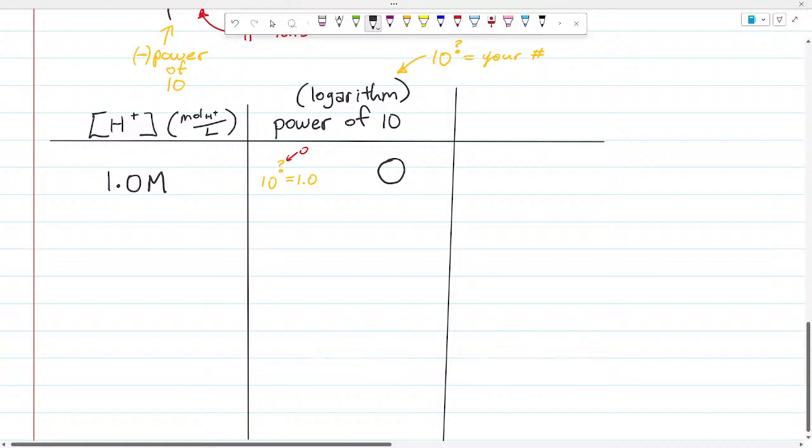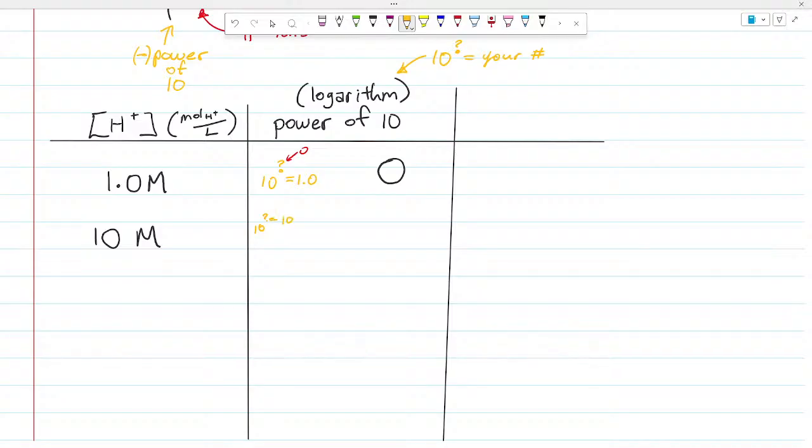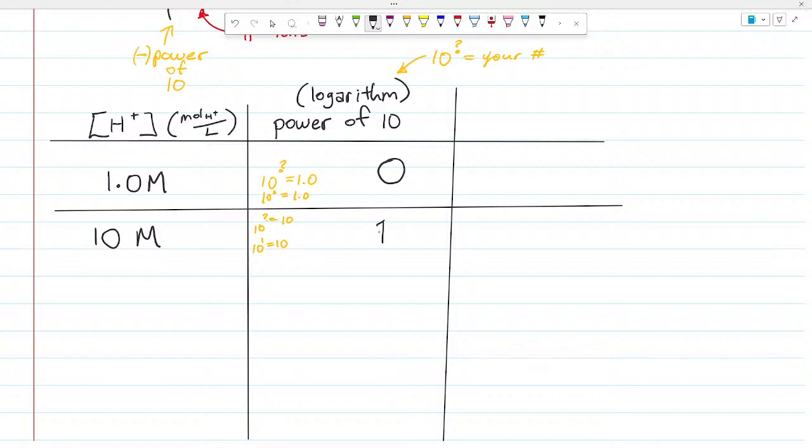And likewise, if we did a 10 molar solution, which would be a very concentrated acid, 10 to what exponent equals 10? 10 to the exponent 1 equals 10, right? That's a better way to write that. Therefore, what is the logarithm of a 10 molar acid? 1.